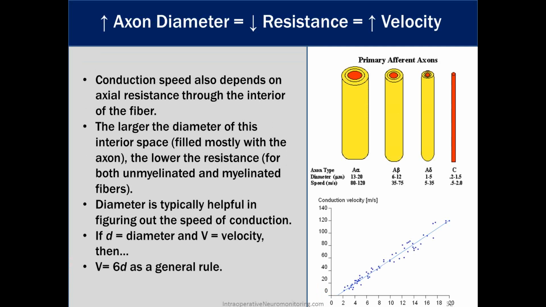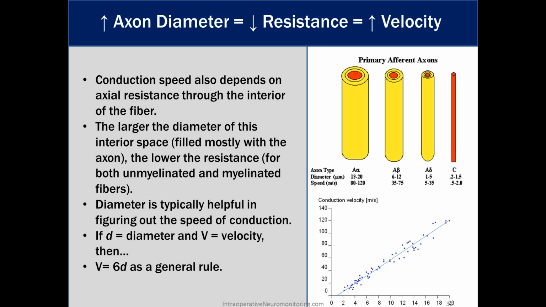When you increase the axon diameter, you decrease the resistance and increase the velocity. So conduction speed is also dependent on the axial resistance through the interior of the fiber. The larger the diameter of this interior space, which is filled mostly with the axon, the lower the resistance for both unmyelinated and myelinated fibers. The diameter is typically helpful in figuring out the speed of conduction.